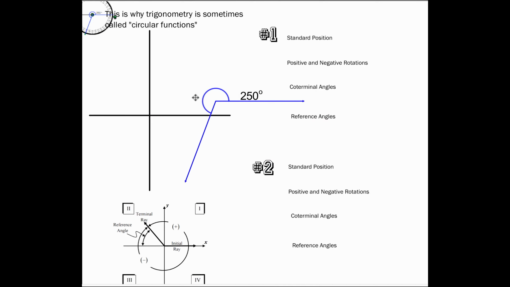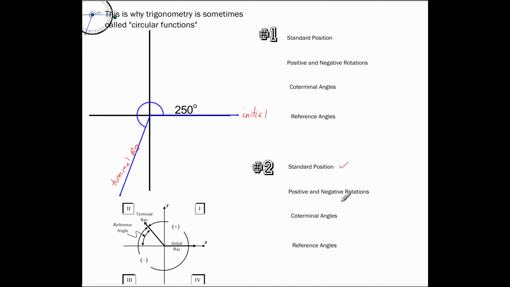And bring our 250. Now notice what this little program does. It shows us which way we measure. All right, so it is in standard position. We have our initial ray pointing in the positive x-axis, and then we have a terminal ray. We have a positive rotation of 250 degrees.